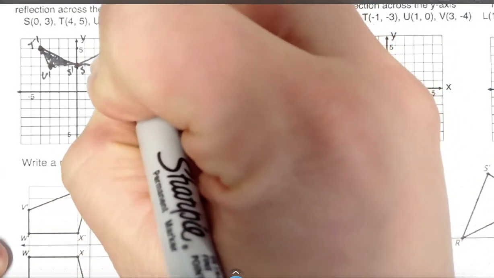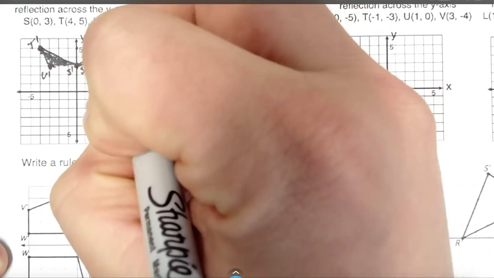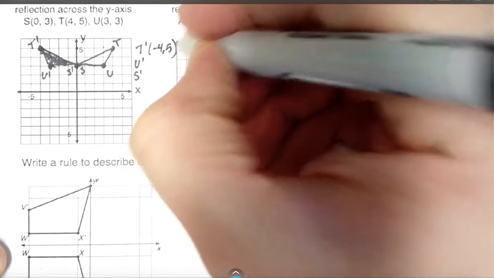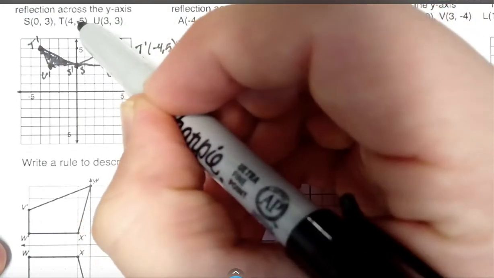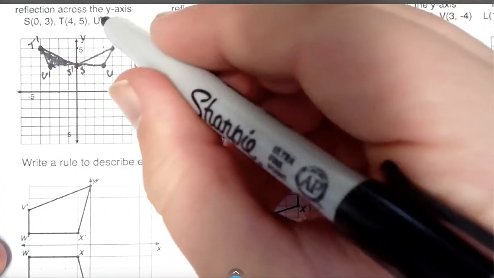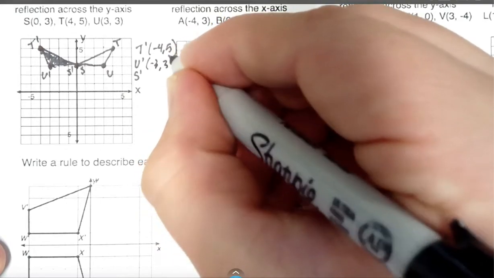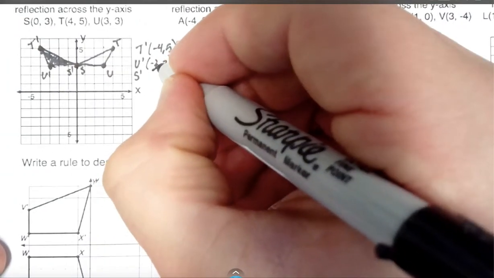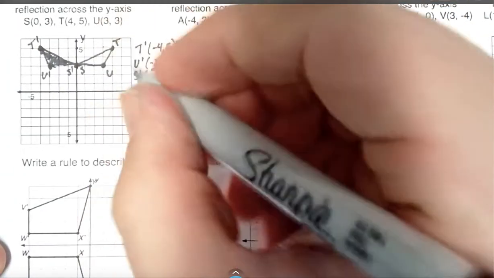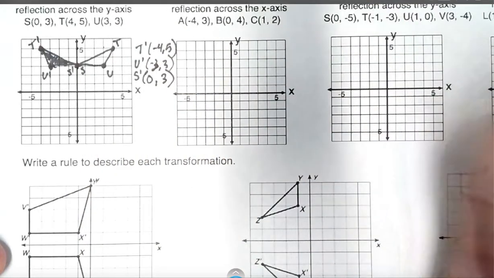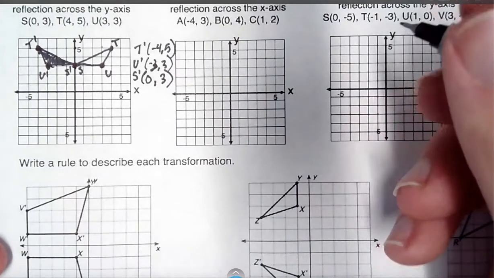And I can write my new coordinates. T prime, U prime, and S prime. T prime is negative 4, 5. Like I said before, flip over the y-axis. The x changes sign. U prime, negative 3, 3, right here. And yep, that's true. X changes signs. And S prime is 0, 3. X changes signs. Well, X is 0, so it can't have a sign, so it actually stays the same.